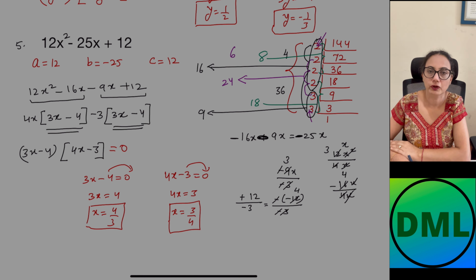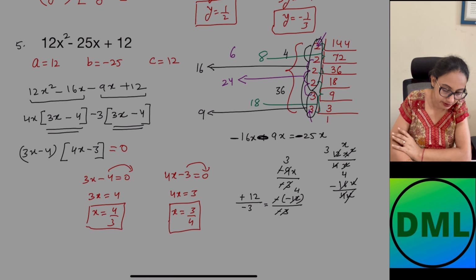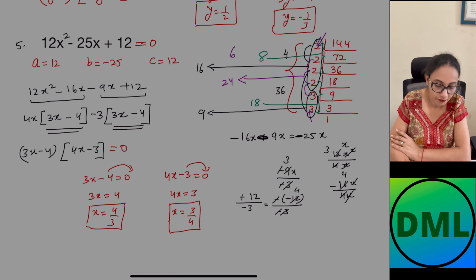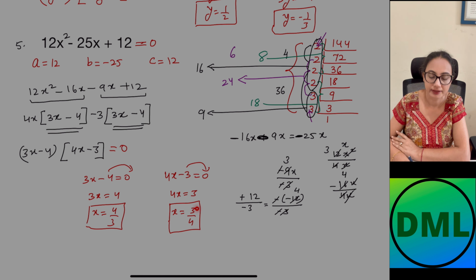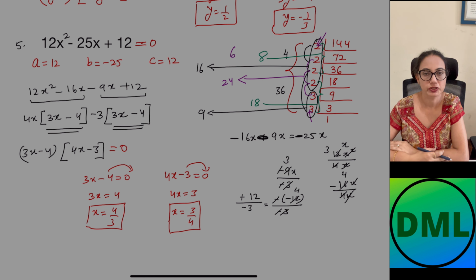If they tell you to solve the quadratic equation, that means they will give you this is equal to 0 and you need to solve that quadratic equation. For that also you need to factorize this and you have to reach here. That is equals to 0 and you need to get the answers as x is equal to 4 by 3 and x is equal to 3 by 4 is your answer. That's how you will solve the quadratic equation, or you will find out the roots of the quadratic equation.